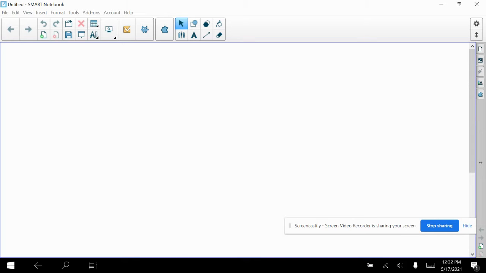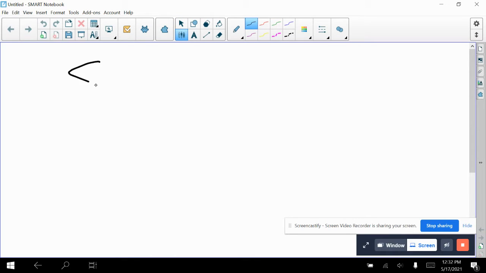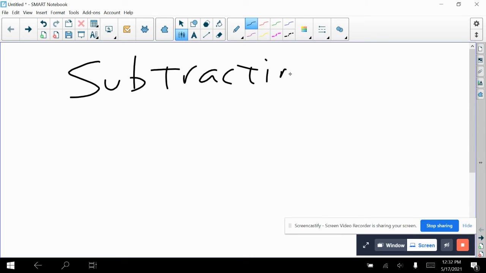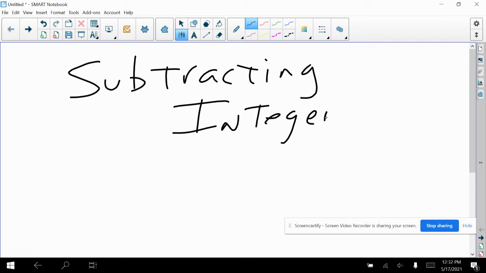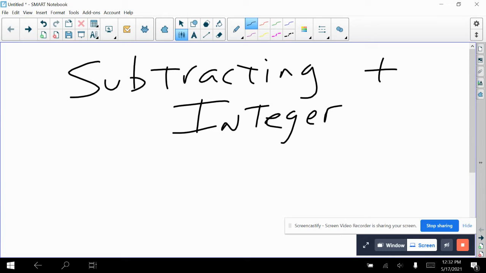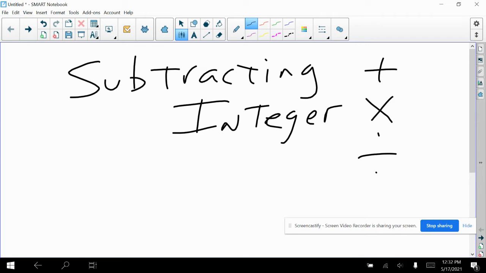First subtracting integers. Okay, we're also going to talk about adding them, multiplying them, and dividing them. So you got to listen carefully. I will try to be as specific as I possibly can so you don't mess this up.